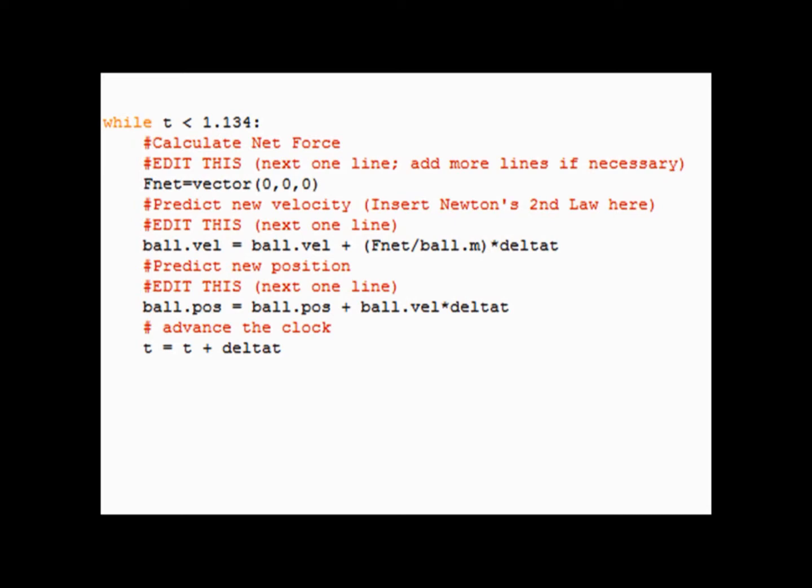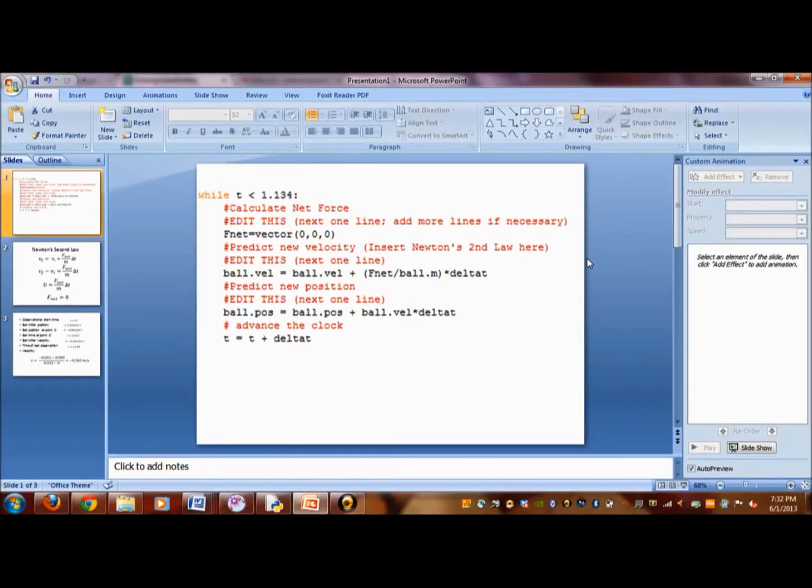The second line of code predicts the ball's velocity. The original velocity was calculated using the formula final velocity minus initial velocity divided by the change in time. That velocity was set as ball.vel, and the Python code then used Newton's second law to find the new velocity at a new time interval. Then, each new velocity was inserted into the position equation to find the position of the ball at each time interval, and that data was graphed here.